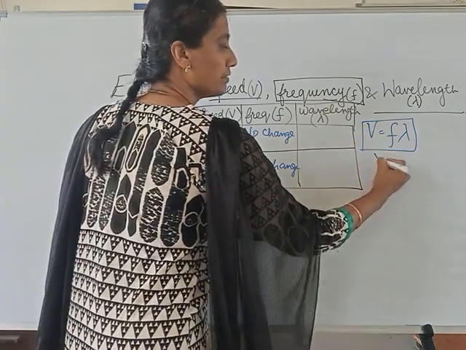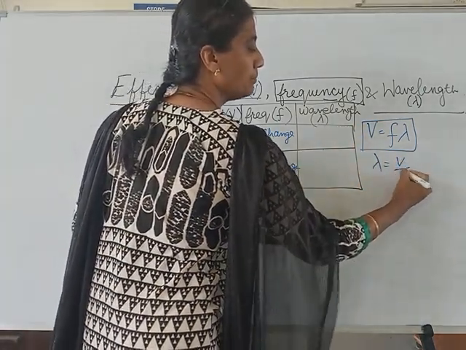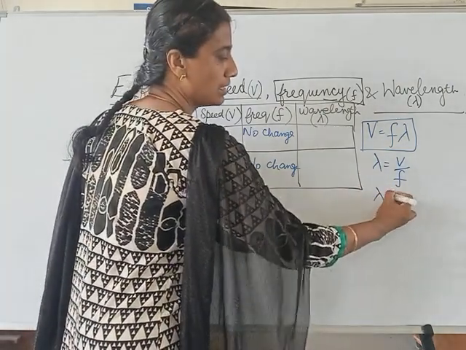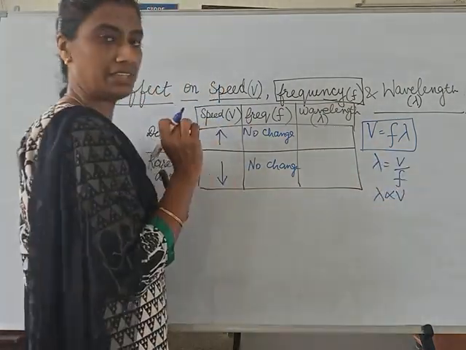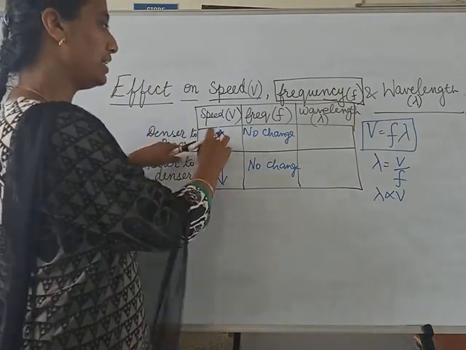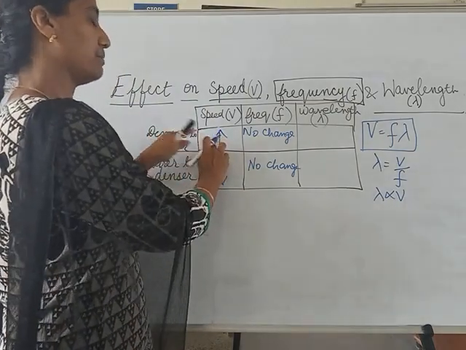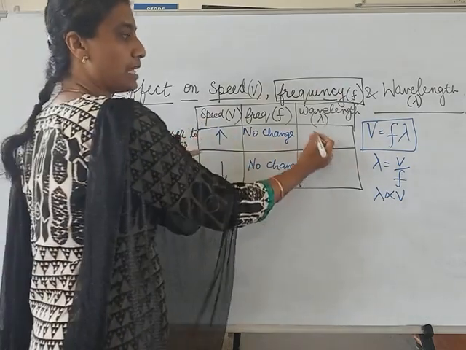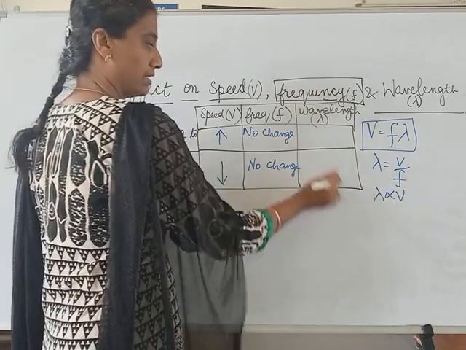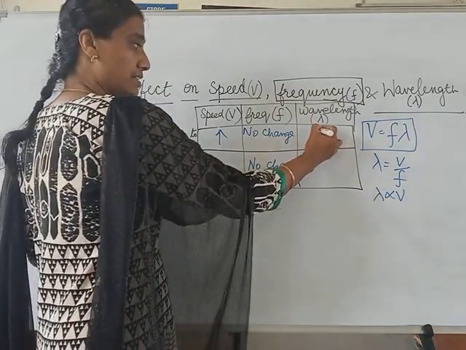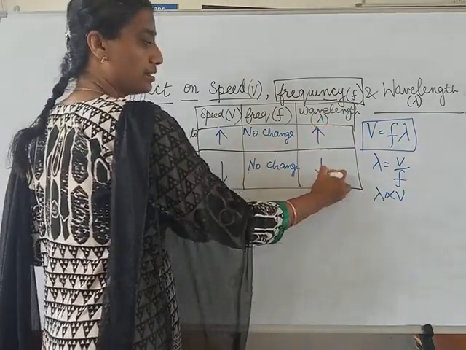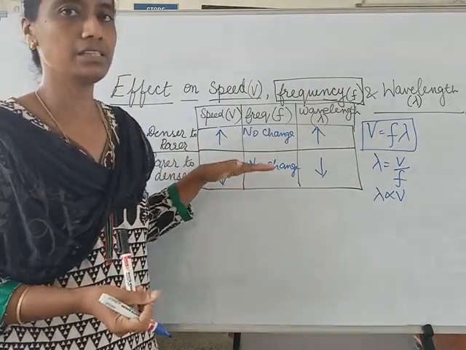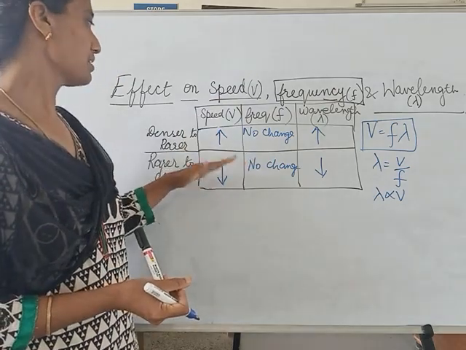From this, we get lambda is equal to V by F. F is constant, so lambda is directly proportional to V. However speed is affected, the same way wavelength will also be affected because they are directly proportional. That means denser to rarer it will increase and rarer to denser it will decrease. So you can note this down children, it will be easy to study from this.